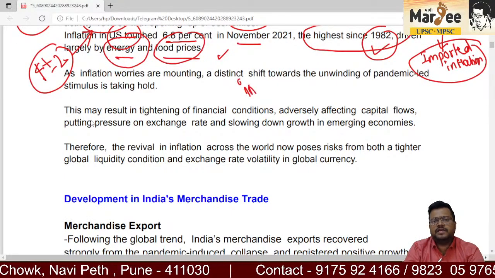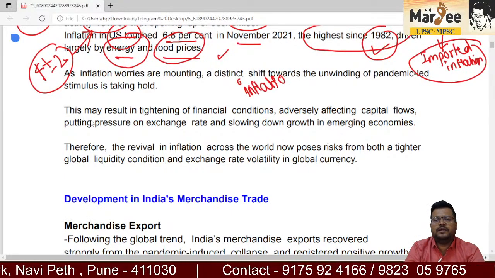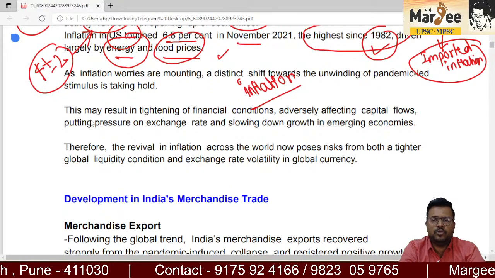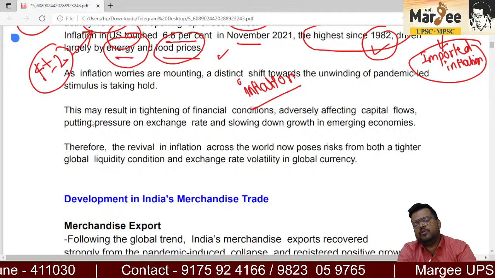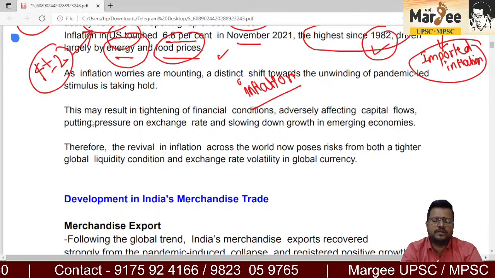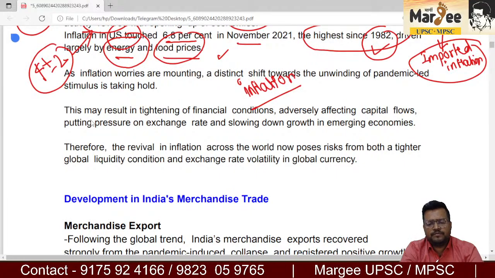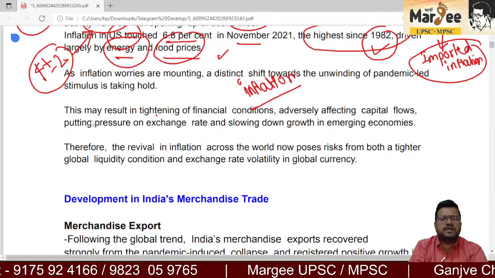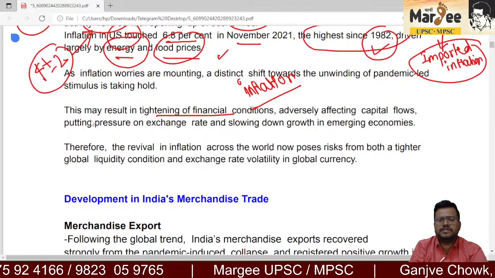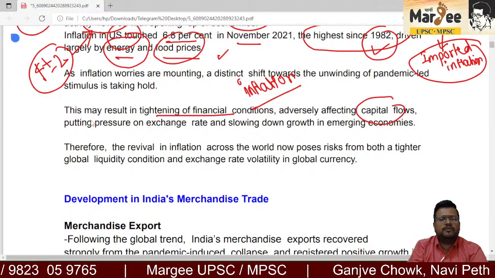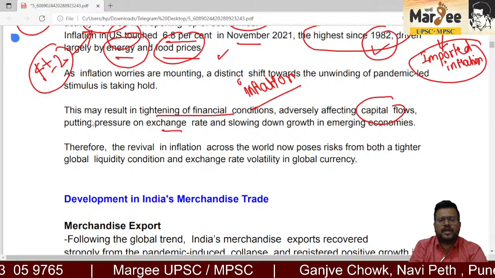See, if there is inflation, what will the monetary policy or the central bank of the country do? It will try to remove or reduce liquidity from the market. Liquidity कमी करून ते inflation कमी करण्याचा प्रयत्न करतील. So, what the economic survey is saying is that it may result in tightening of financial conditions. It will adversely affect capital flows. It will put pressure on the exchange rate and slow down growth.